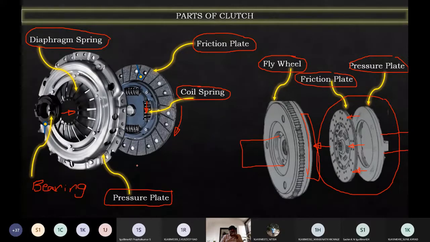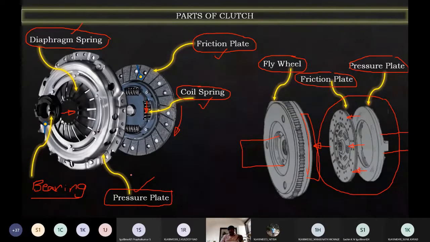I'll try to show in the video what exactly happens during engagement and disengagement. You need to understand the basic parts. The basic parts of the clutch are mainly the friction plate, coil springs, diaphragm spring, the pressure plate, and bearings. So this is what we call it.